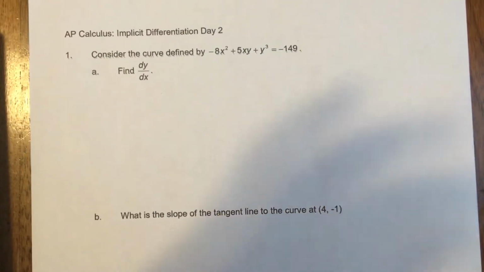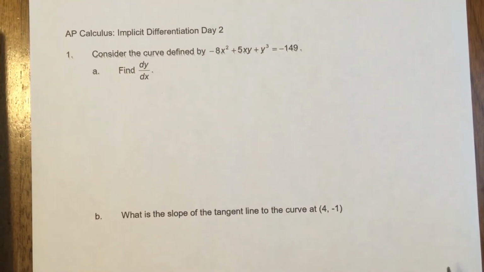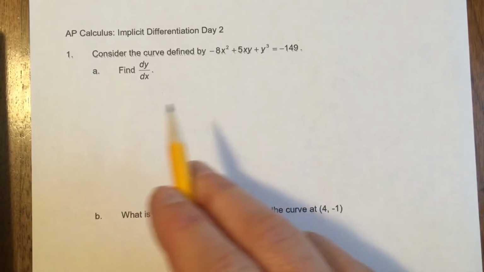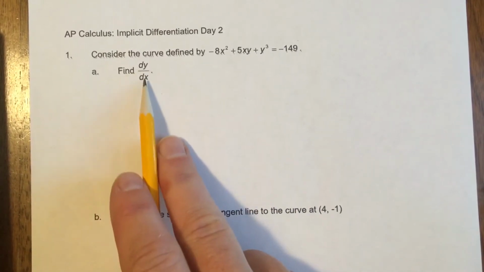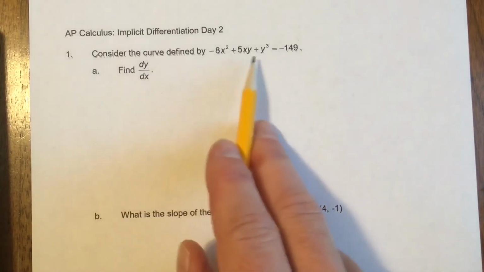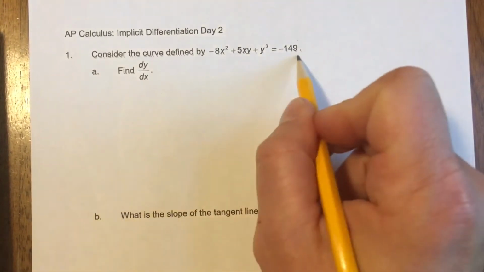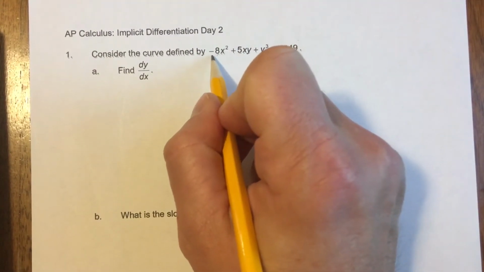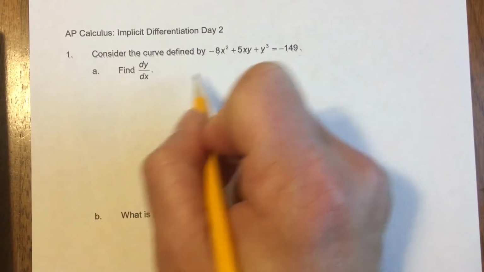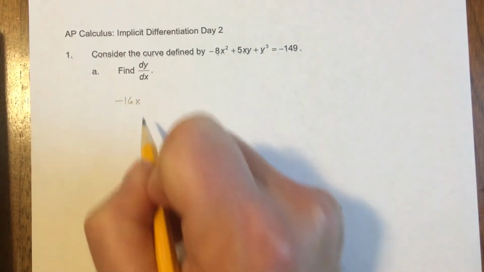All right, these are the answers to the implicit differentiation worksheet, worksheet 2.5. This one says find dy/dx for this equation here. So we're going to take the derivative term by term. For the first one, the derivative of negative 8x squared is just negative 16x.